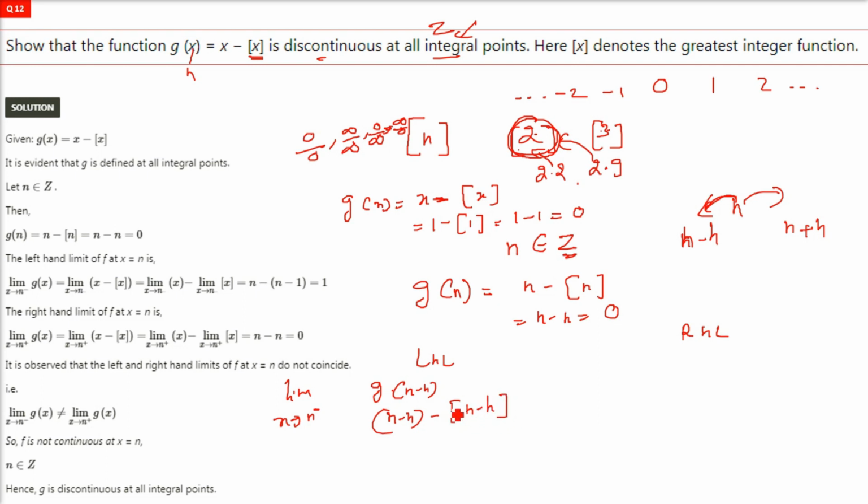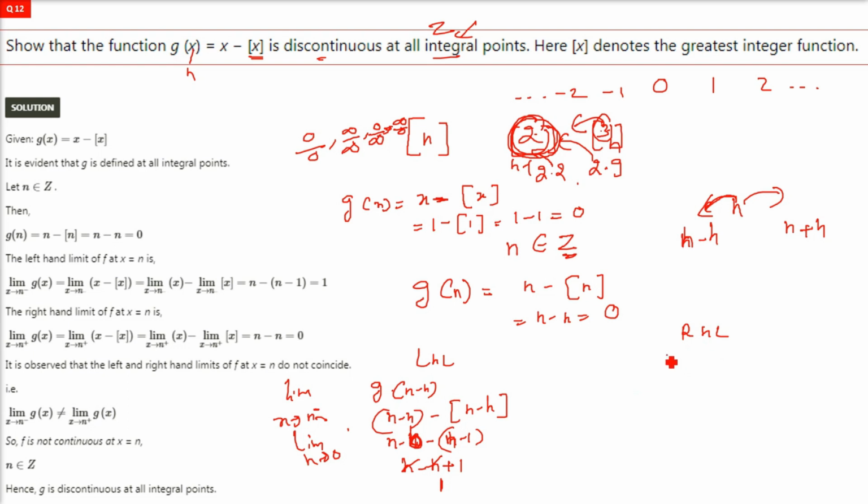Now I told you that when you have something less than n, you have to go to the floor of that value. Say for example n is 3. When you subtract some 0.01 value, it will be 2 point something, and you have to take 2. That is, for n minus h, you have to take the value as n minus 1, the floor. Now apply the limit: n minus h minus (n minus 1). So h tends to 0, this is going to be 0, n minus n plus 1, and n gets cancelled, you have 1 here. The value is 1.